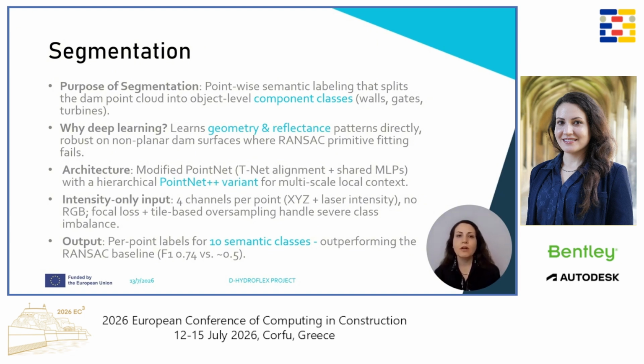Also, we use focal loss and tile-based oversampling. This helps solve the class imbalance problem. Finally, the model predicts one of 10 semantic classes for every point. As a result, it clearly outperforms the random sample consensus baseline. It achieves an F1 score of 0.74 compared with about 0.5 for random sample consensus.